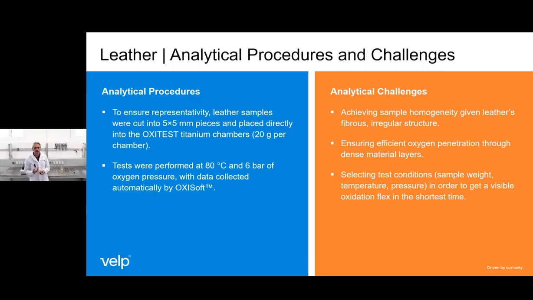The sample has been inserted directly into the oxy-test titanium chamber, and the test has been performed at 80 Celsius degrees with an oxygen pressure of 6 bar. Data have been automatically collected by the software. In this case, to observe a visible oxidation flex, it is very important to take care of the test conditions to see the flex point in the shortest time possible.